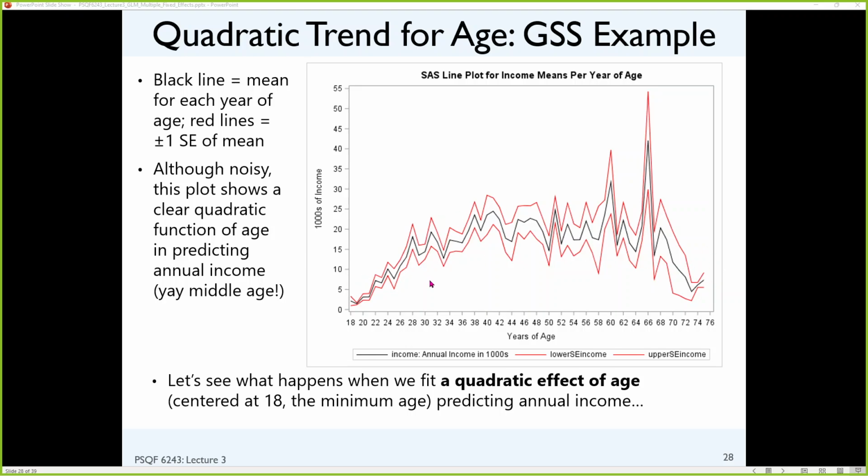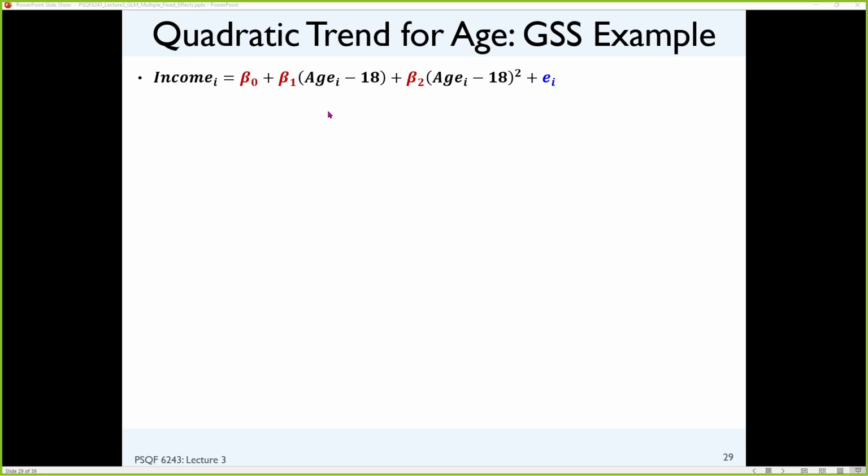And this looks like it goes up and comes back down. So this would actually be an instance in which a quadratic function seems like a reasonable guess. So the model would look like this. How many fixed effects do I have in this model?